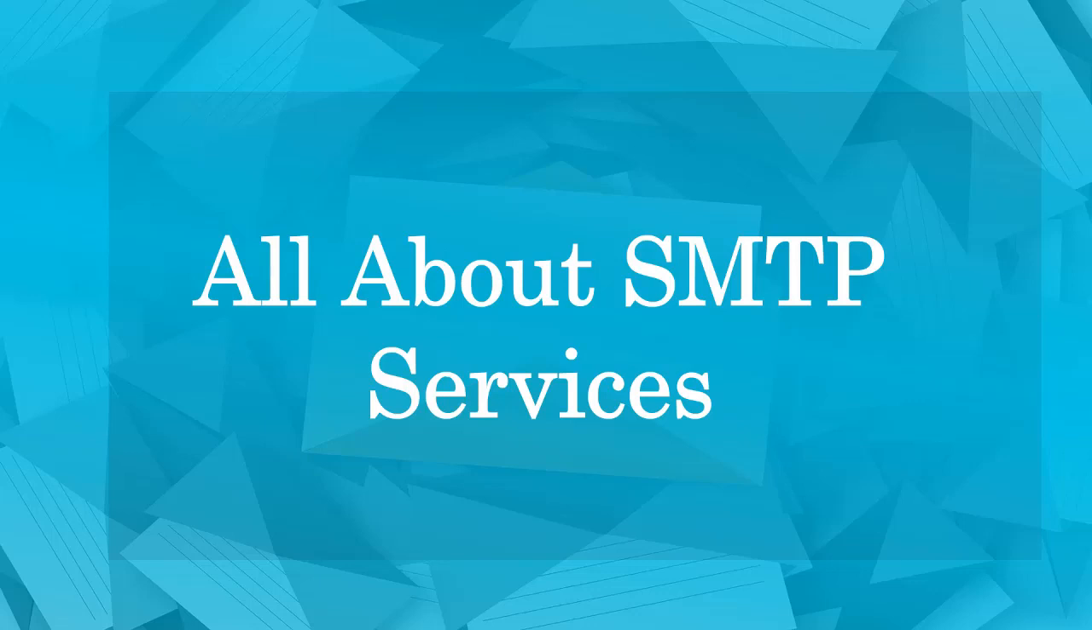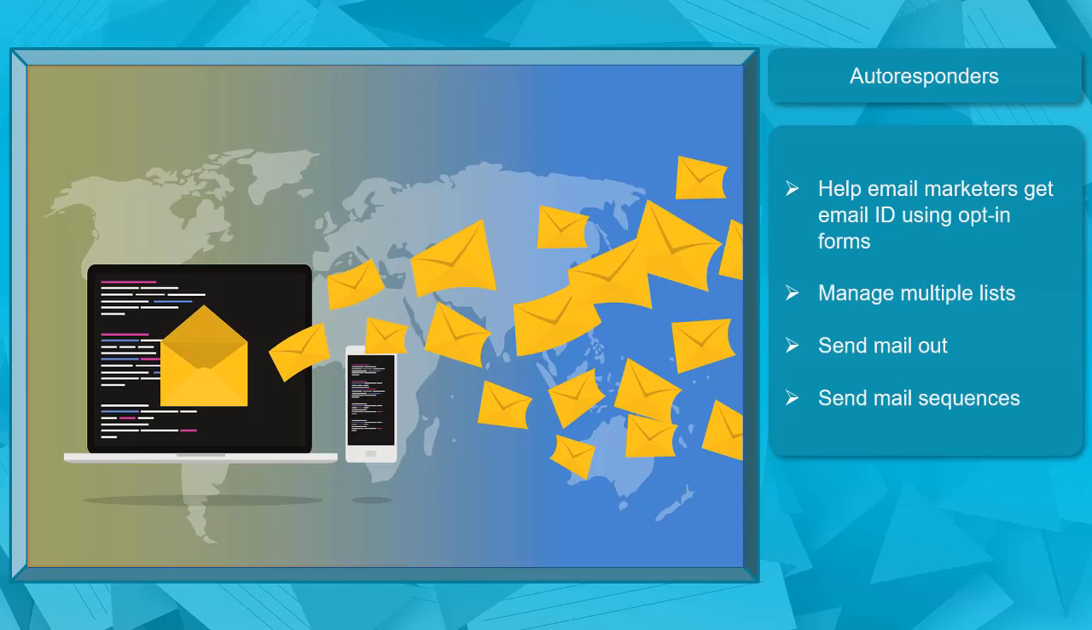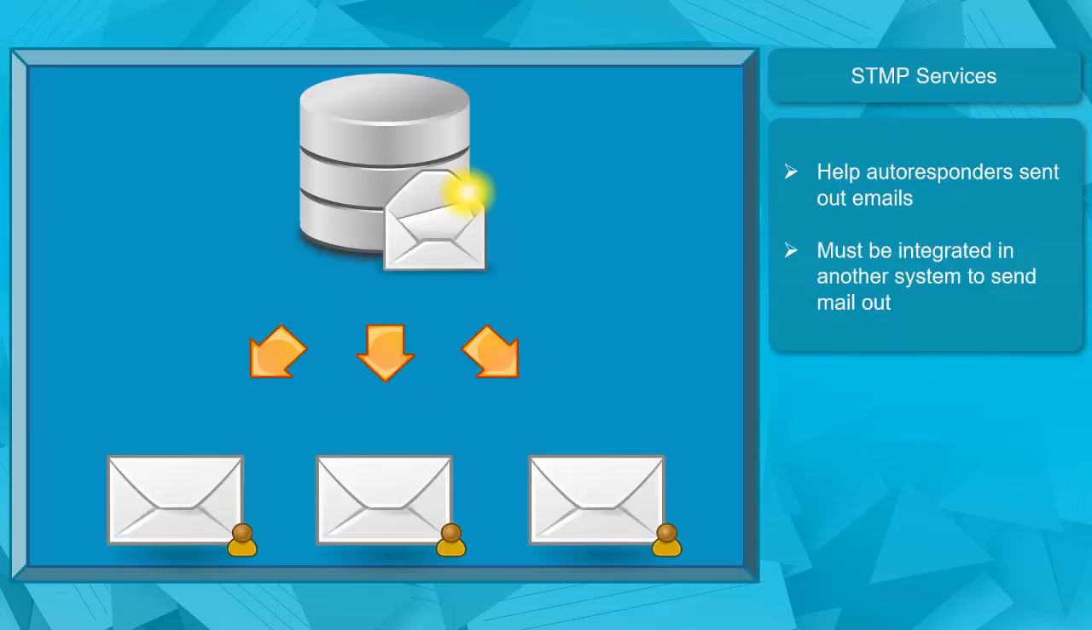Let's get started. Autoresponders are one way of sending out email marketing campaigns to your mailing list. It helps email marketers get the email IDs of their customers using opt-in forms, manage multiple lists, and send mailouts and mail sequences. On the other hand, SMTP services are meant to do one thing. That is to help autoresponders send out emails.